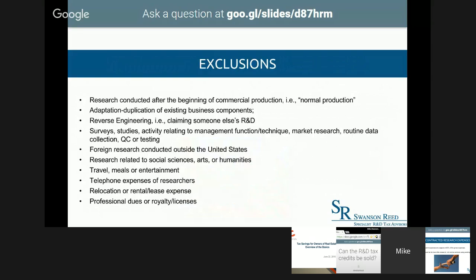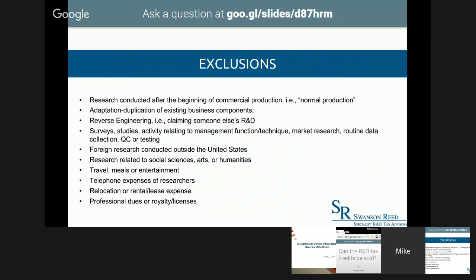Okay, there are certain exclusions, things that can't count. You can read this list yourself, and I'll just highlight a couple of main ones. The first one, the fifth one, and the sixth one are pretty important because they apply to everybody. Research and development ends when normal production starts. In other words, by definition, normal production is when you've worked out all the bugs and you're just doing a routine process over and over again. So R&D does not exist after you begin normal production.